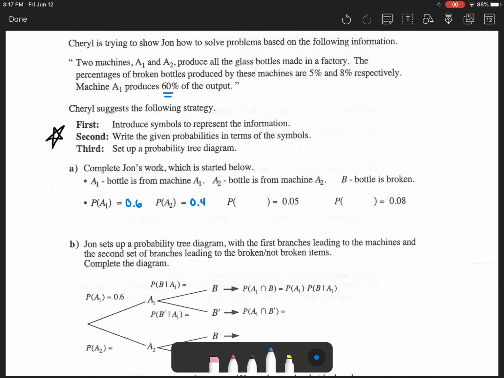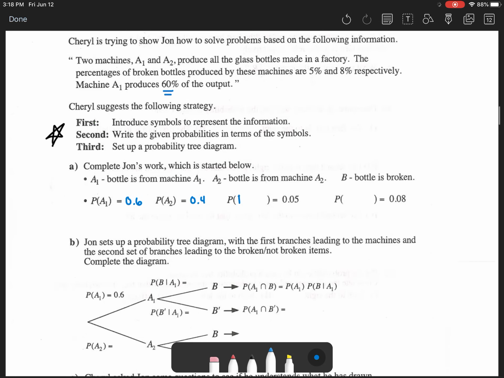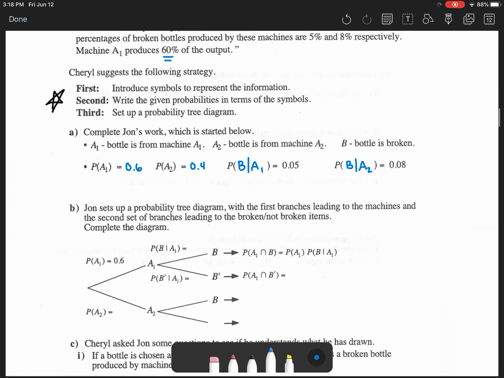Now, what do we have there? In the next 2, they've given me the percentages, 5% and 8%. Well, where do those come from? The percentages of broken bottles produced by these machines are 5% and 8% respectively. So that means 5% come from A1. This is the probability that a bottle is broken, given that it came from machine A1. The next calculation would be the probability that a bottle is broken given that it came from the second machine, or machine A2. So there we got to practice using some percentages in terms of probability, and also notation inside the brackets there.